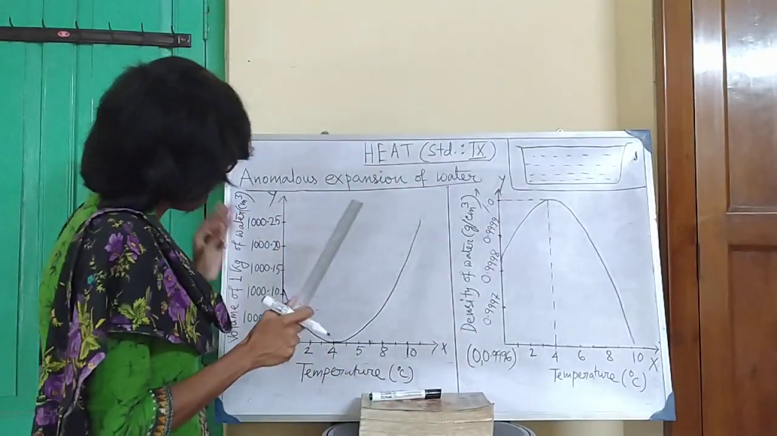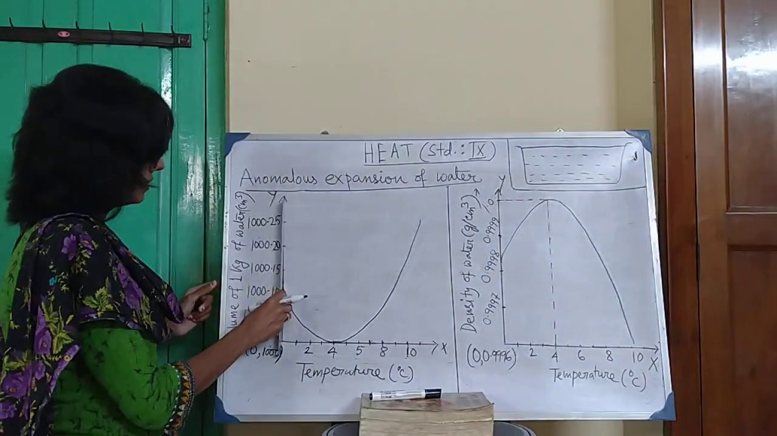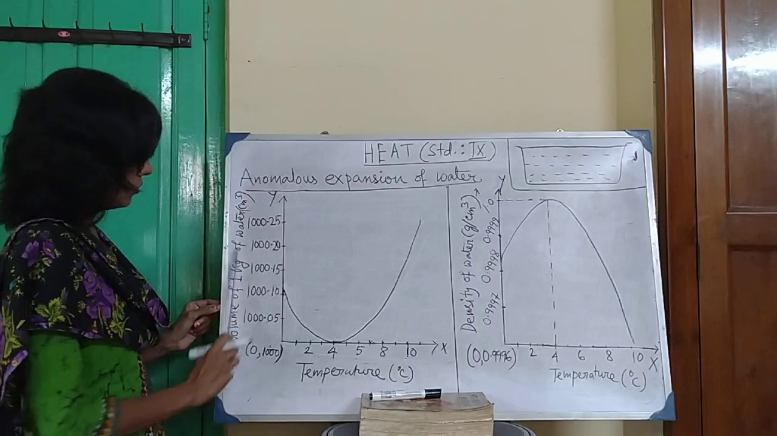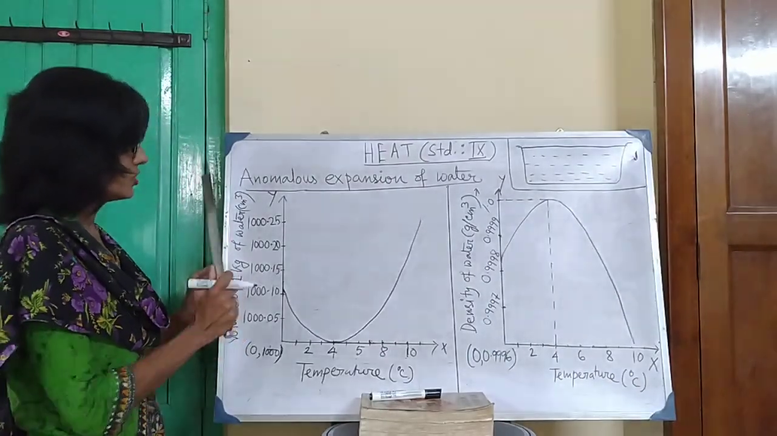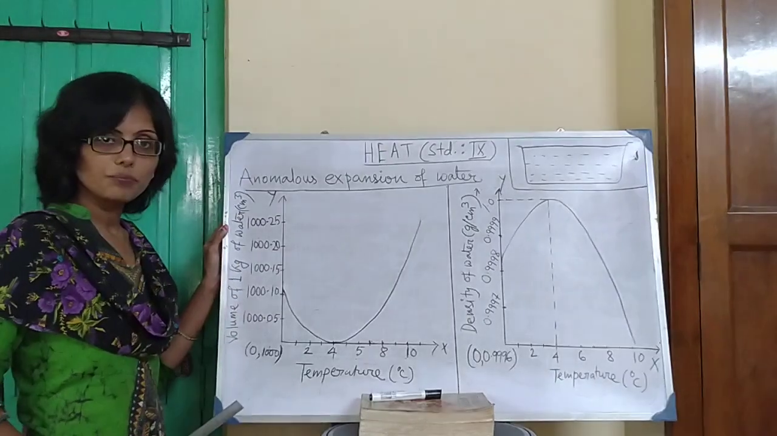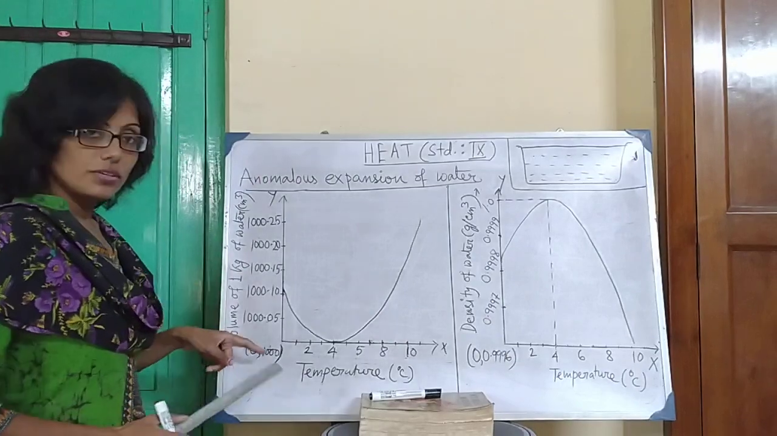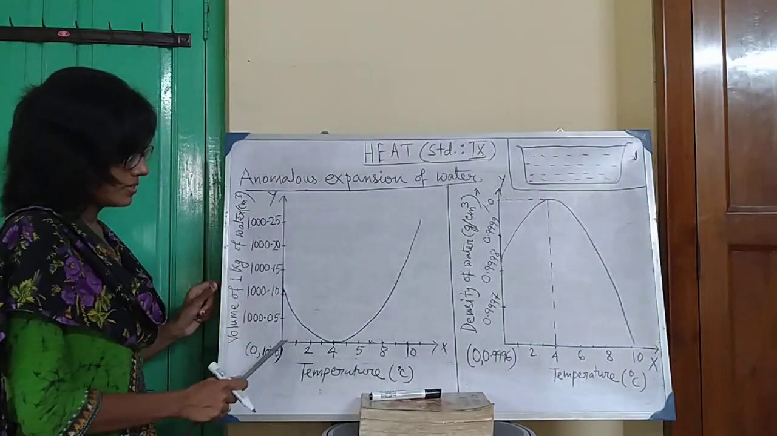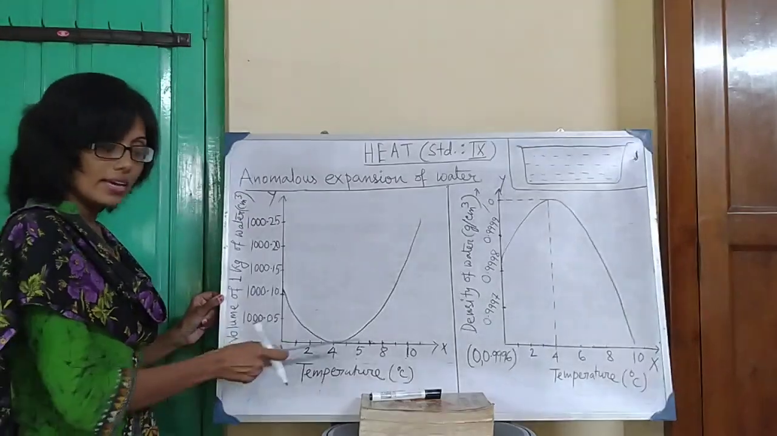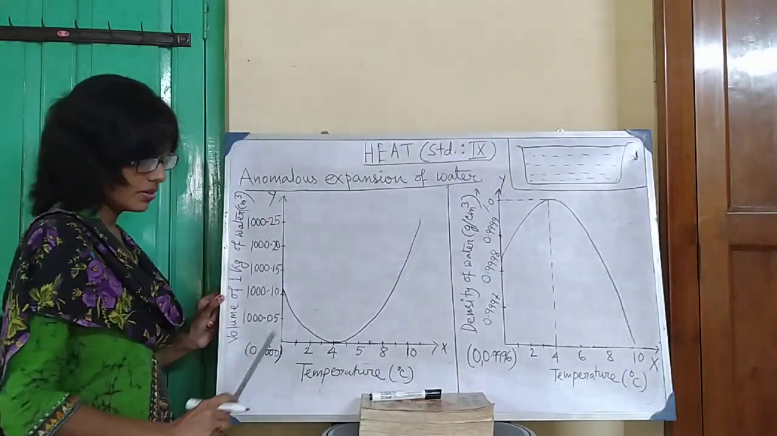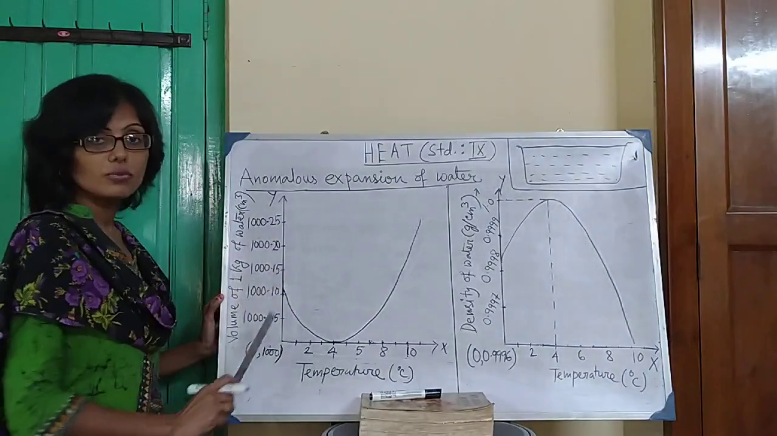Now, let us take the graphical representation. Along the vertical y-axis, volume of 1 kg of water is plotted, and the unit is centimeter cube. These are the scale. This is the origin. Along the x-axis, temperature is plotted. 1,000 is the value along the y-axis, means along the volume axis.